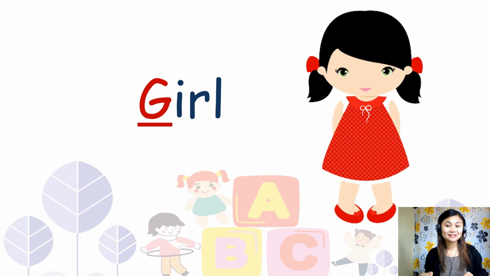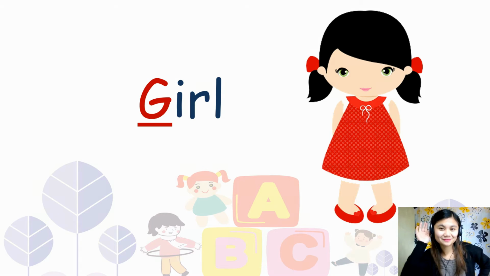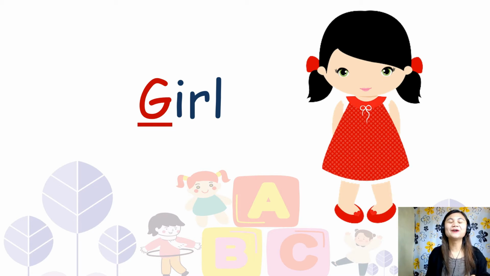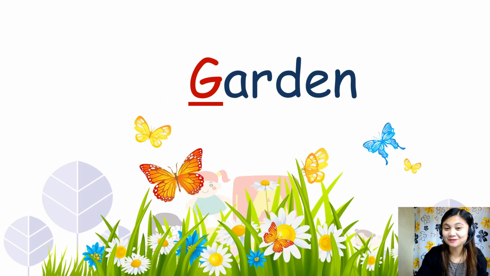Let's say it: girl. G, G, girl. Let's say it together. G, G, girl. Okay, yes, that's right. Girl. Okay, very good. Let's say it again. Girl. Okay, yes, that's perfect. Now let's continue to the next one.